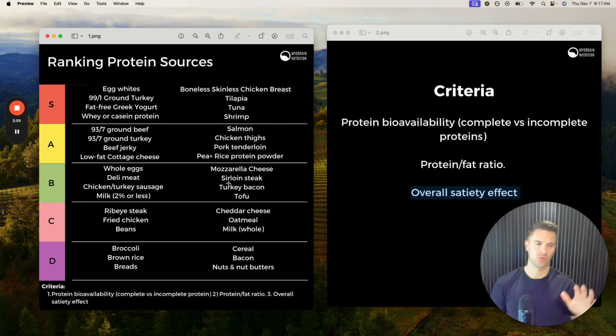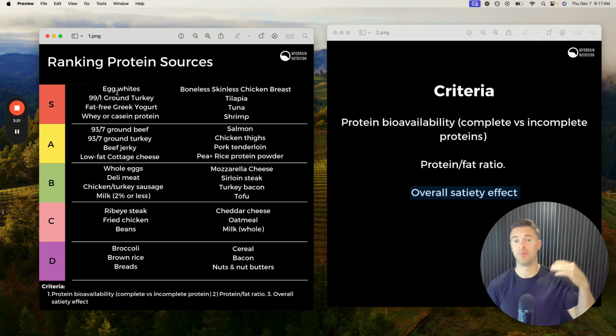So let's now run through the list. Again, this is not scientific. This was pretty just a fun exercise, but it will kind of help, I think, make sense of better and worse protein options, again, as a way to reach your protein goal and also do it in a way that's efficient so you don't eat a whole bunch of calories in order to get that. So let's start here with S tier.